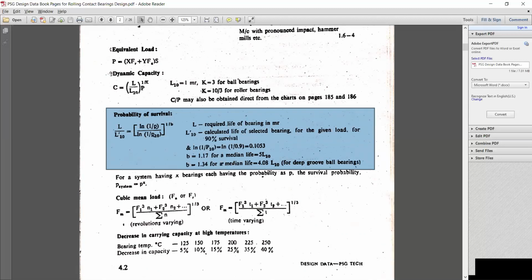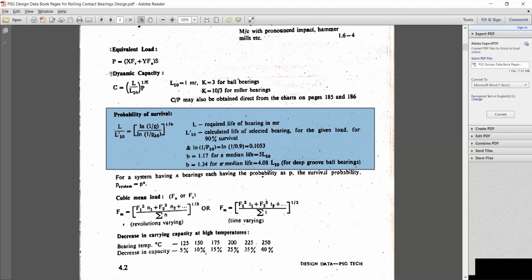Now we need to calculate the value in million revolutions for 98% probability of survival. हमें 98% का वैल्यू दिया है और हमें कैलकुलेट करना है 90% ऑफ प्रोबेबिलिटी ऑफ सर्वाइवल के लिए.